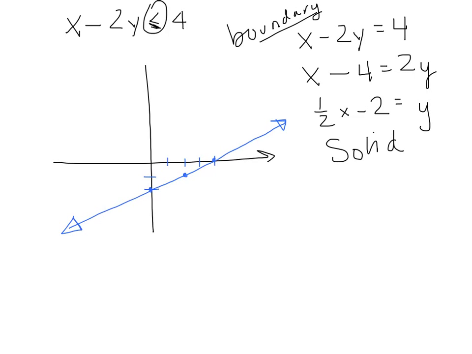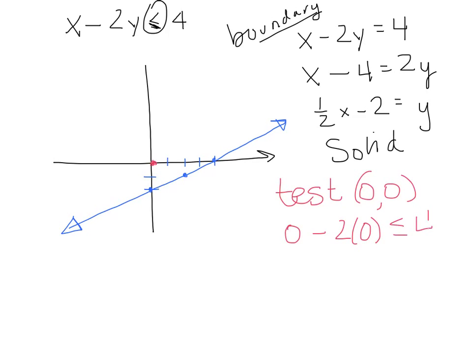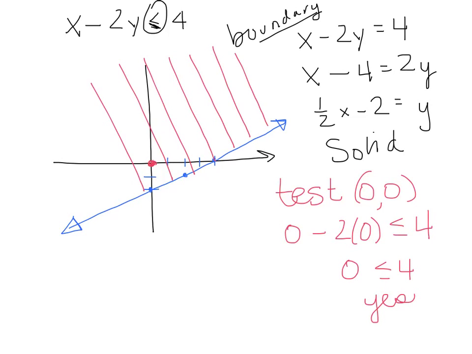But now I need to decide which side of this line is the correct solution region. So let's do a test point. 0, 0 again is always the easiest one to test. So we're going to test 0, 0. Okay? So is 0 minus 2 times 0 less than or equal to 4? So the question is, is 0 less than or equal to 4? And you'll say yes. So again, it's true that this lies in the solution zone. So I'm going to shade on the same side as my 0, 0. If it's not in the solution region, then I would simply have shaded the other side.